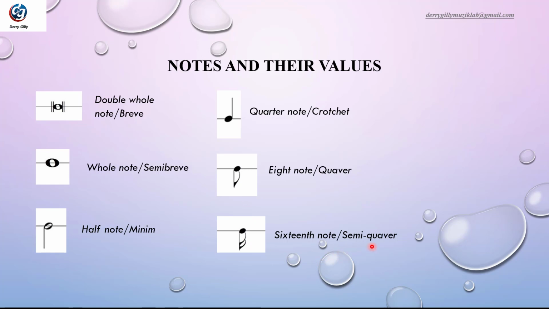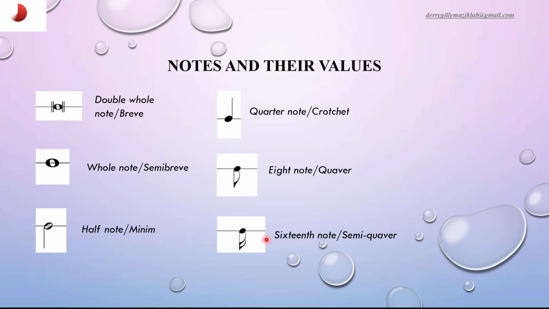And then this one shows the semi-quaver. It means that this is half of this. If that is half of this, then four of this one is going to give me one of this, two of this one is going to give me two of this, and one of this one is going to give me one of this.